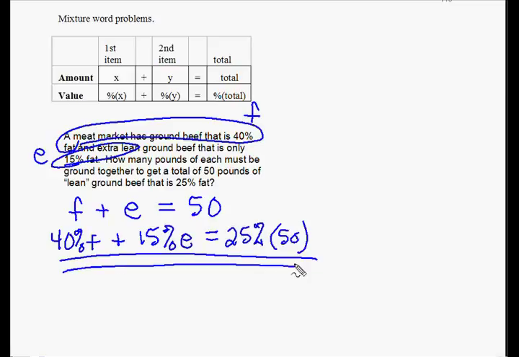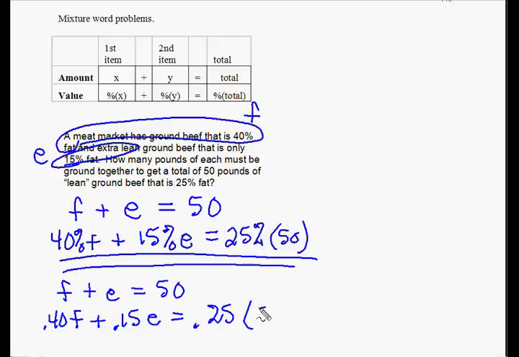Okay, I'm going to rewrite these equations so you can see what I have again. F plus E equals 50. And in the second one, I need to clear out these percentages. You cannot do math with percentages. So that's 0.40F plus 0.15E is equal to 0.25 times 50.